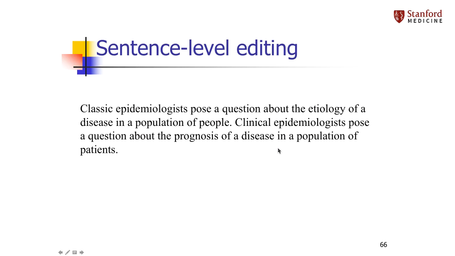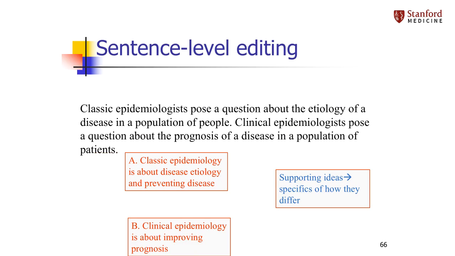So that reduces nicely down to this shorter version. Classic epidemiologists pose a question about the etiology of a disease in a population of people. Clinical epidemiologists pose a question about the prognosis of a disease in a population of patients. We get that nice parallel structure, and we've hit A and B on the outline now. We've compared and contrasted clinical to classical epidemiology.